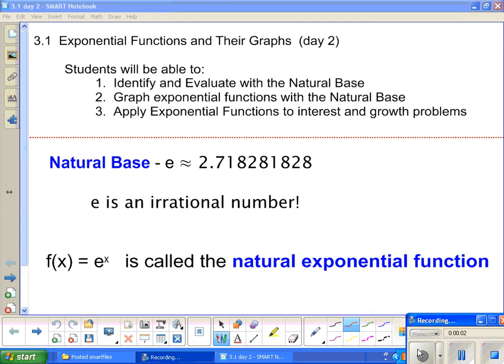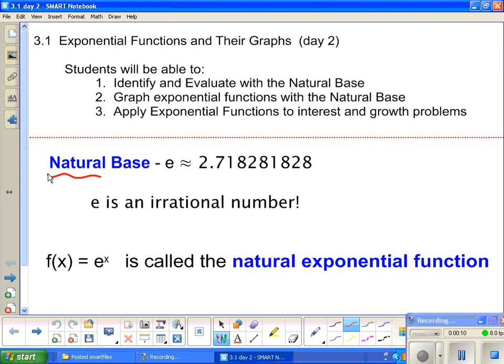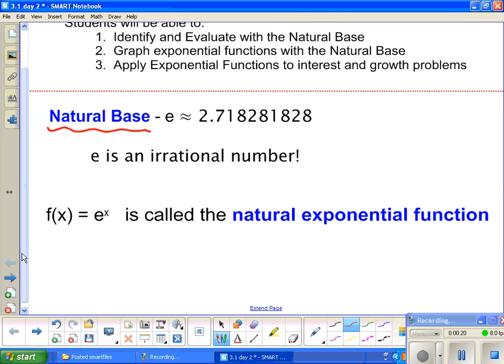Okay, so today we're finishing up 3.1 about exponential functions and their graphs. We're looking today at the natural base of e. It's called the natural exponential function. E is an irrational number. It has a value. E is not a letter in this case, it is a value, like pi has a value.